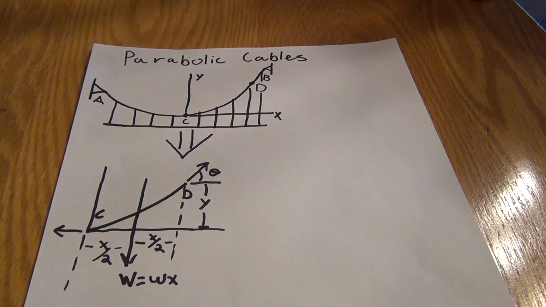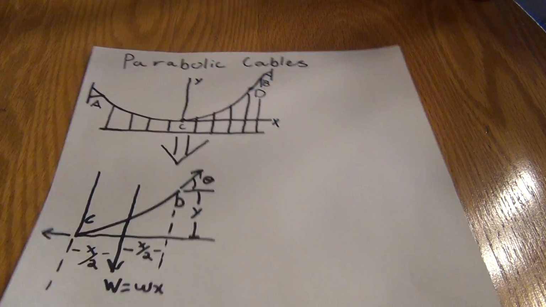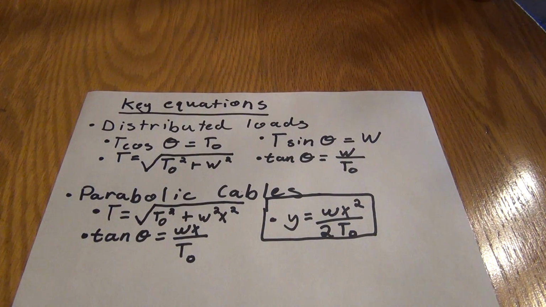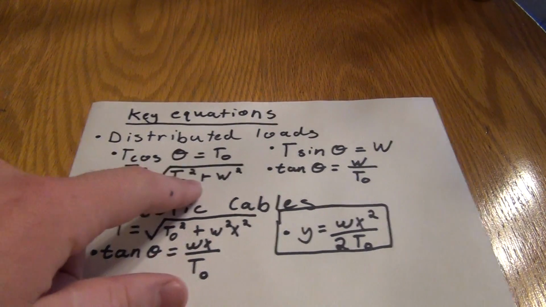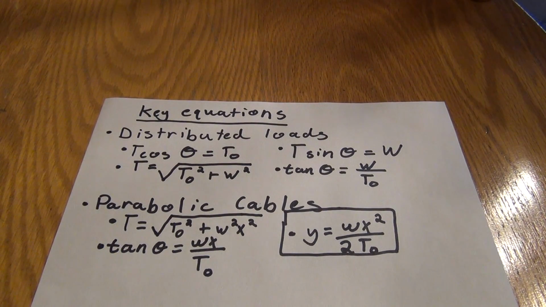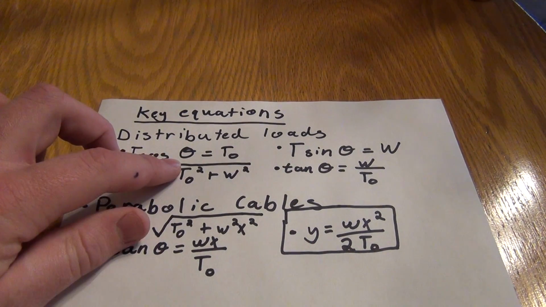So we break it down similarly to how we would break down a distributed load cable. I referred to some of those equations during my presentation, so I'm going to show you some of the key equations that we would use in a problem. Here are some of the more difficult equations that we'd have to use. So when solving for T, the horizontal tension, we use the tangent tension at D times the cosine of the angle at D.